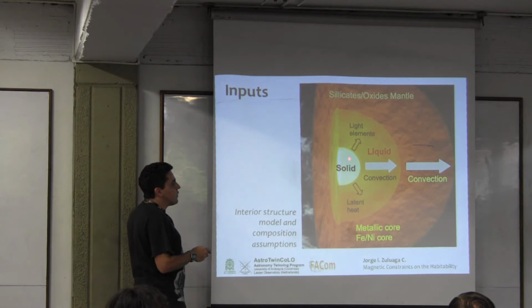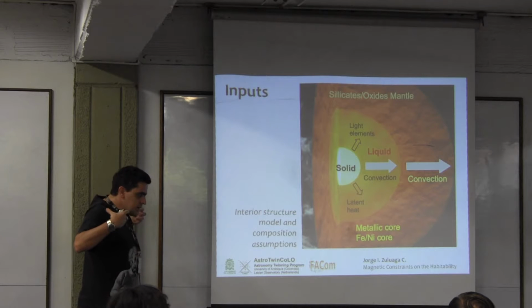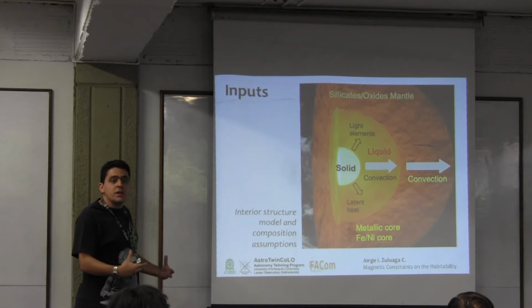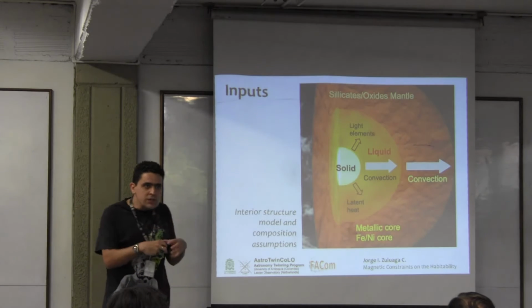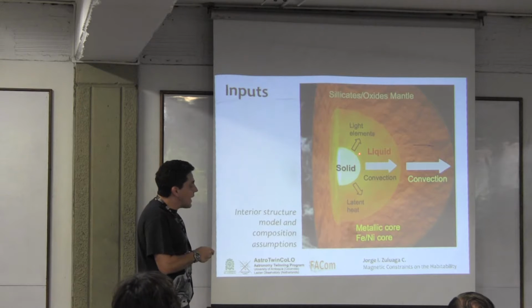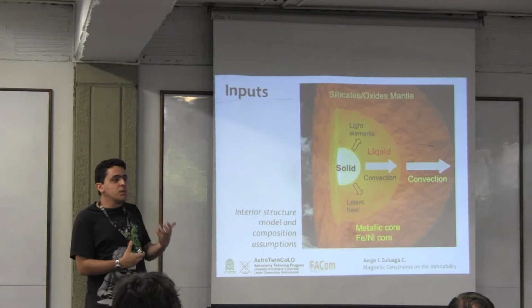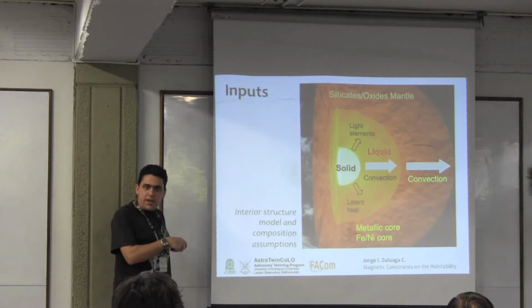And this is very important because, for example, in the Earth, most of the energy feeding the magnetic field of the Earth doesn't come from the heat stored in the core, not from the sensible heat, but from the latent heat released during the solidification of iron. This is a very important point.